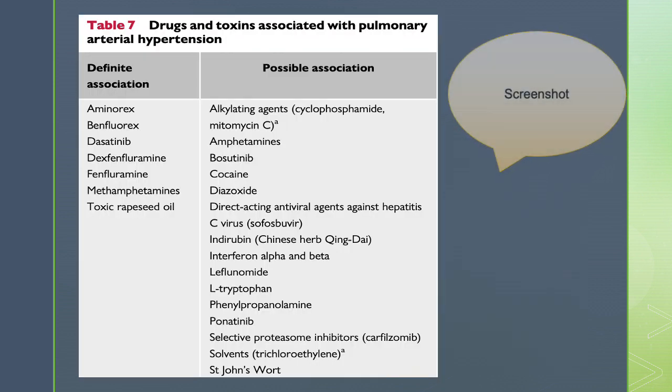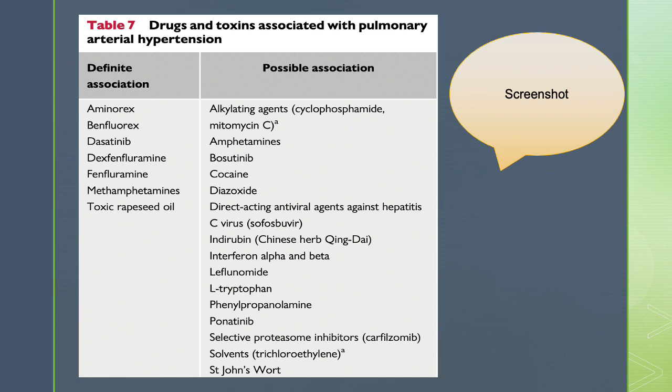Now the drugs and toxin related is a very good topic for viva, for exam going students, but there's a definite association with dexfenfluramine, fenfluramine, nasal decongestants, which were banned because of this effect, methamphetamines, amphetamines, aminorex, and dasatinib. So again, with immunomodulatory therapy and TNF-alpha blocking agents, you could have a definite association. What's also important for us to remember is there's a possible association with cyclophosphamide, mitomycin C. We're using a lot of cyclophosphamide in connective tissue disorders, and so we have to know that this is a possible side effect of the drug as well.